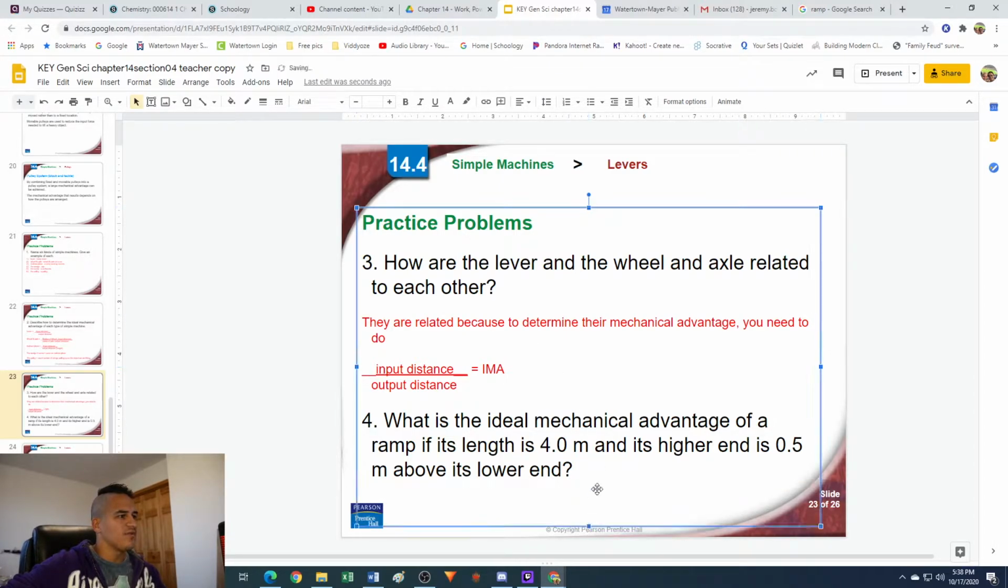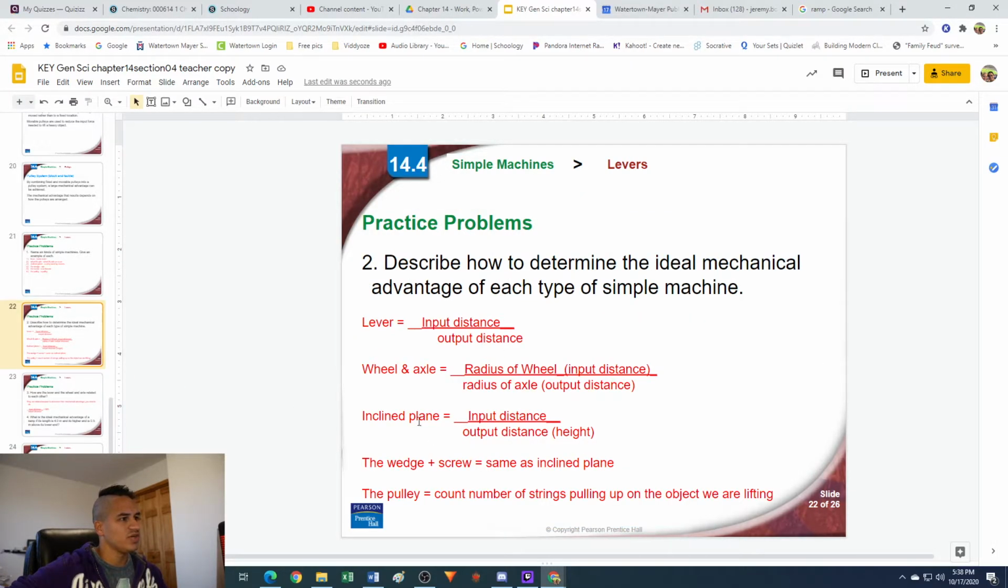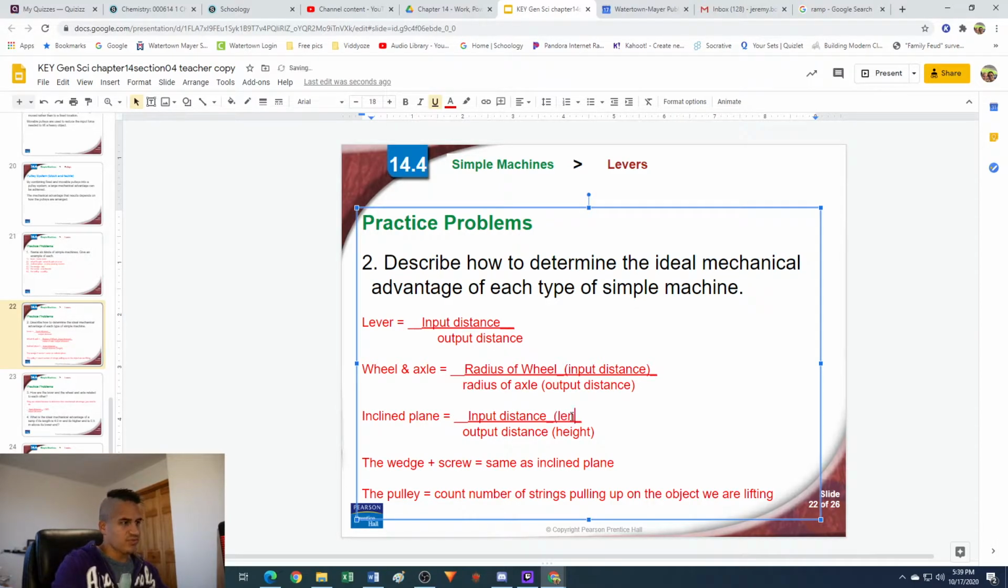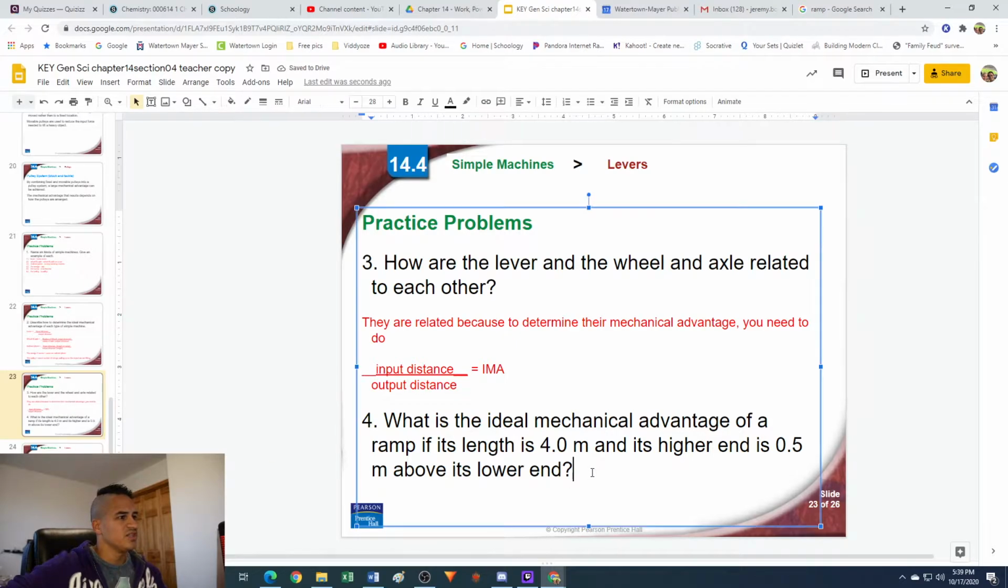All right, number 4, what is the ideal mechanical advantage of a ramp if its length is 4 meters and its higher end is 0.5 meters above its lower end? All right, so mechanical advantage for a ramp, and this was written here on this one, is input distance, which is the length of the ramp, divided by output distance, which is the height.